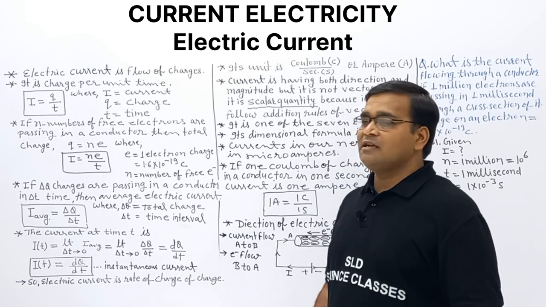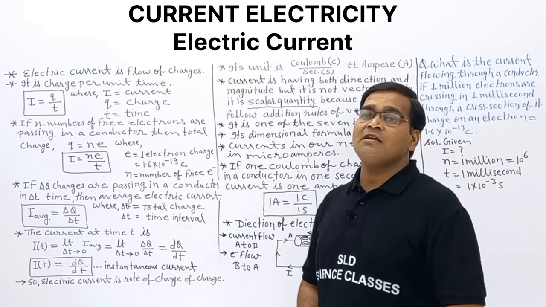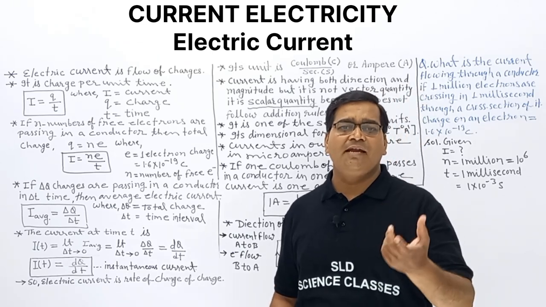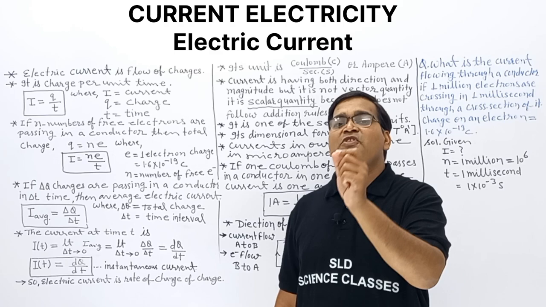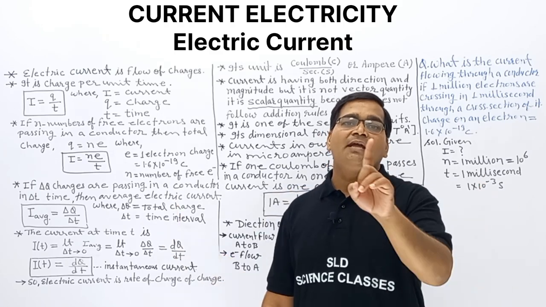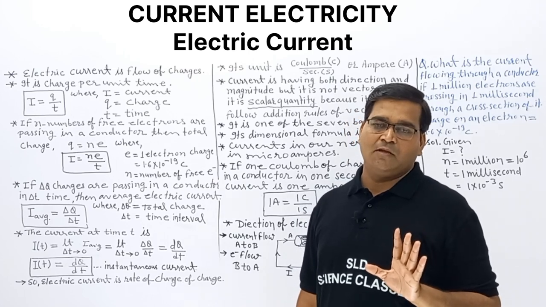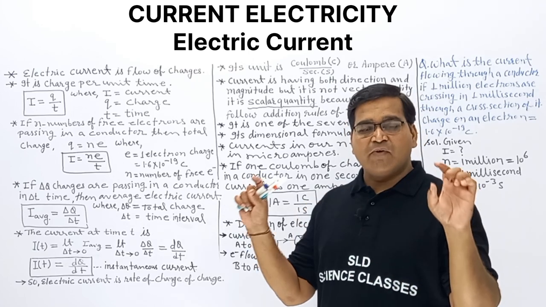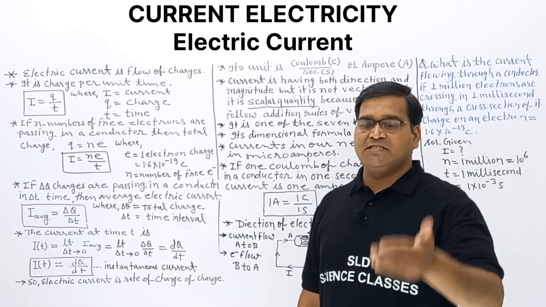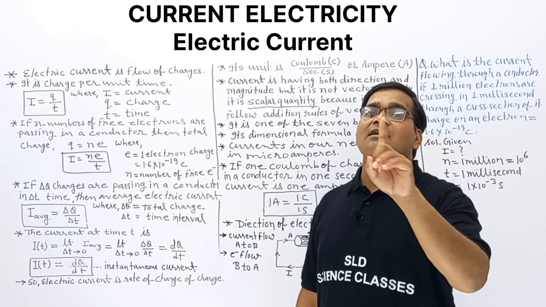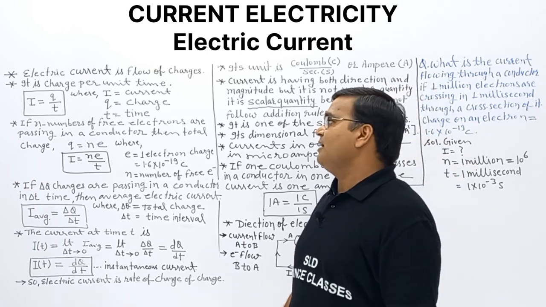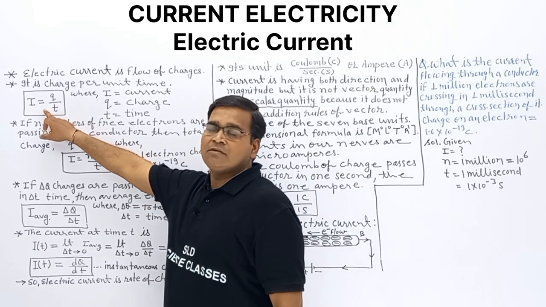So what is electric current? Electric current is flow of charges. In a conductor, the flow of charges is electric current. Say we have one wire, and in it the flow of charges is what? Electric current. Clear? Mathematically, what can we say current is?